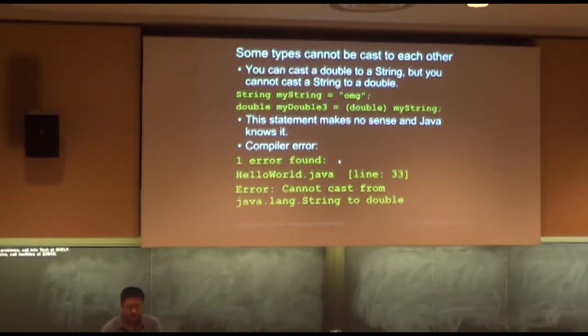Okay, so when you attempt to perform an explicit cast which is not possible, you get this error here: cannot cast from java.lang.String, which is the string type, into double. So anytime you perform an illegal explicit cast, you'll see that error.